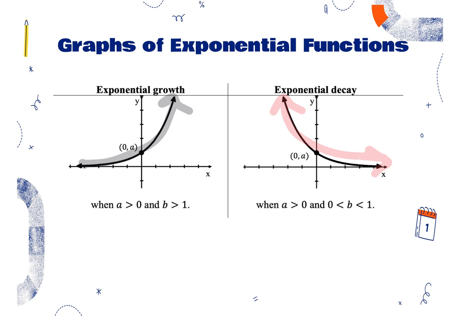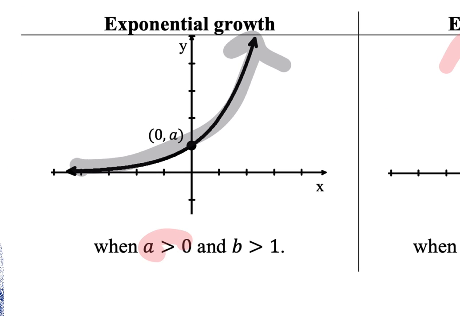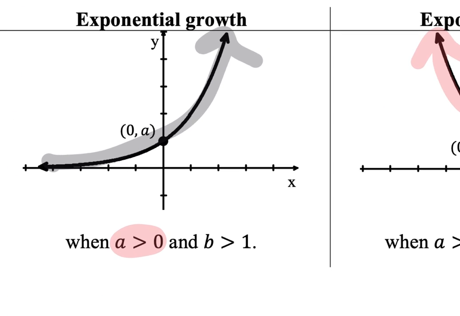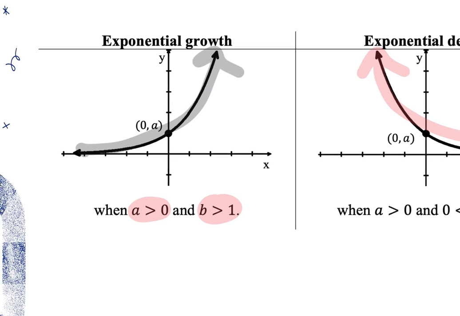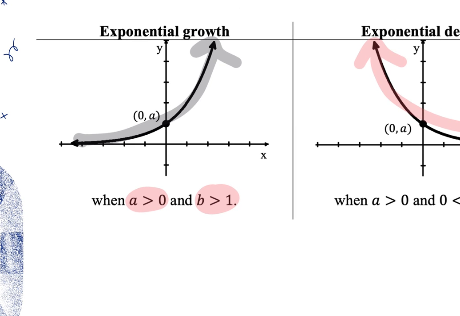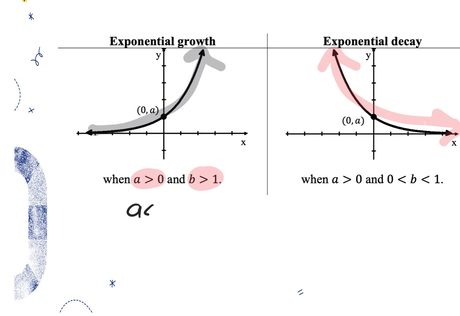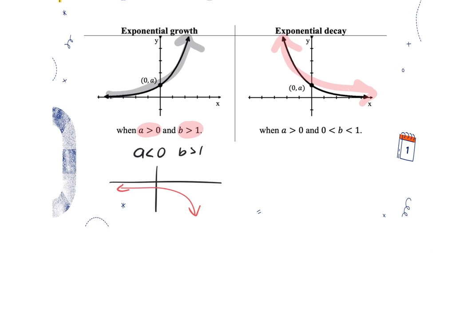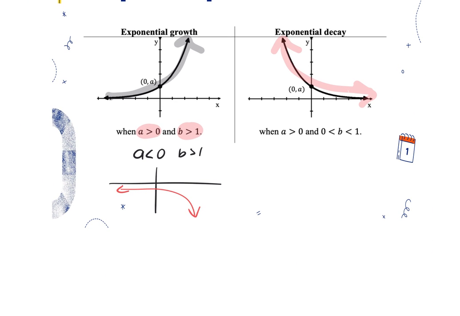For exponential growth, on the left, my A is greater than 0, and my B is greater than 1. So your B could be 2, it could be 1.1 even, but it has to be bigger than 1. And we're saying the A, which would be on the front, is positive. If my A were negative, what happens? It flips it over the x-axis, and it would then change to decay because it's falling.